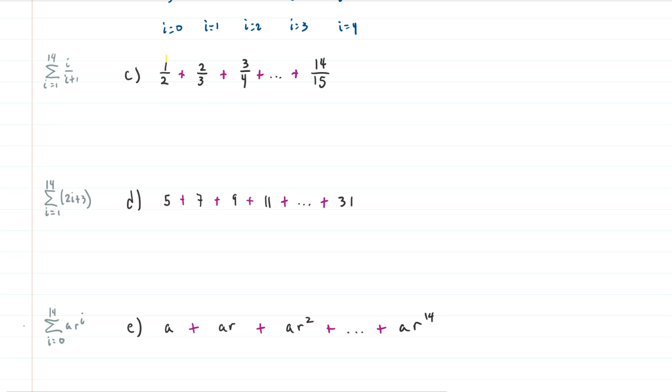So what if we said, let's do I over I plus 1. Would that work? I over I plus 1. That would give me 1 bigger in the bottom every time.